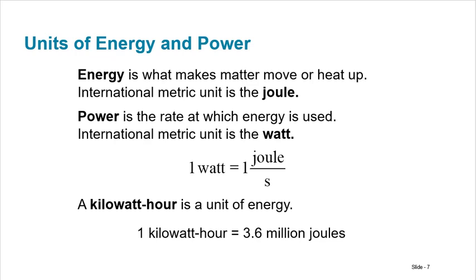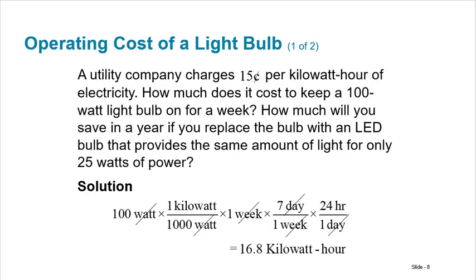Okay, how about units of energy and power? Energy is what makes matter move or heat up. The international metric unit is joule. Power is the rate at which energy is used, and the international metric unit for that is watts. So 1 watt equals 1 joule per second. A kilowatt hour is a unit of measure where kilo is 1,000. It's 1,000 watts for an hour, or roughly 3.6 million joules. Sounds like a big number because joules are small.